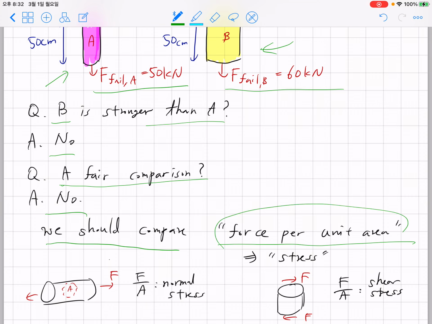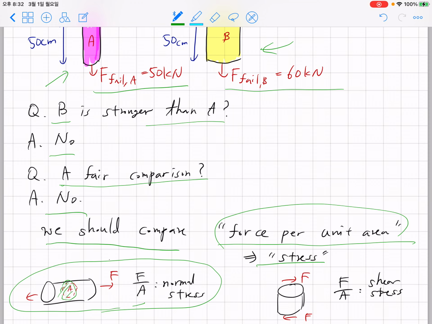Okay, and because of that, we need the definition of stress. There are two kinds of definition of stress. If you consider stress where force is acting orthogonal to this cross-section area, we call this a normal stress, and we define this as F over area A.